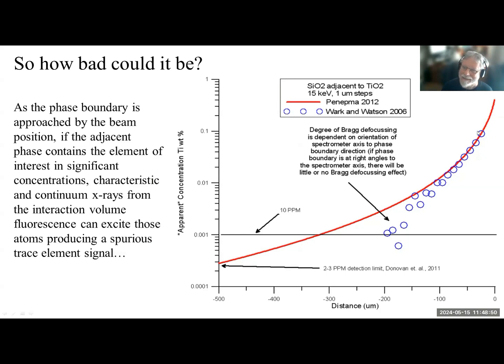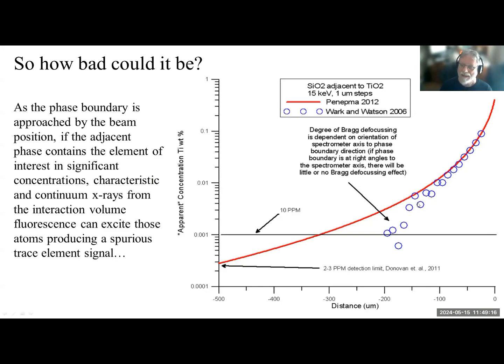And this red line is the calculated fluorescence effect from PENEPMA. The circles here are the ones that were measured in their lab. You'll notice it starts to fall off this curve as we get further away from the boundary. The boundary's over here. That's because of Bragg defocusing, and I'll explain that in a minute.